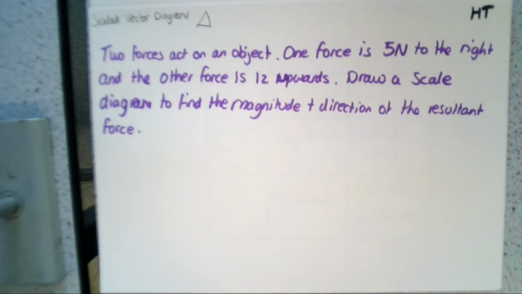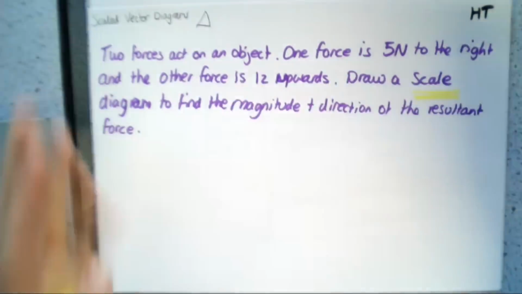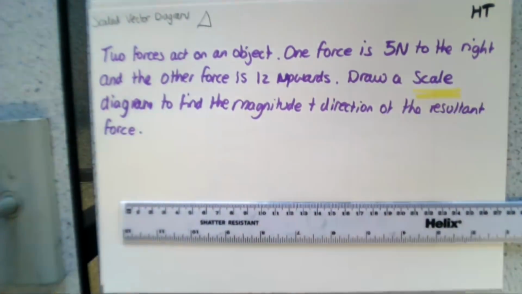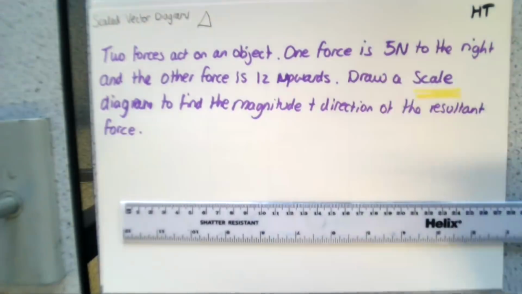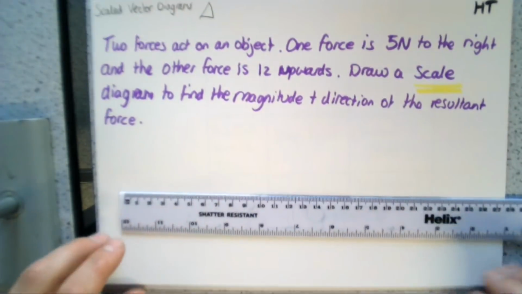Now, you'll notice the key word here, I'm going to crack out a yellow pen for this: scale. Nowhere on here does it tell me a scale, so I need to make my own. So what I'm going to do is knock out my ruler that you'll get in the exam. I'm going to do this in pencil just because it's a little bit easier, because felt tip pens have fat nibs and it's hard to see.